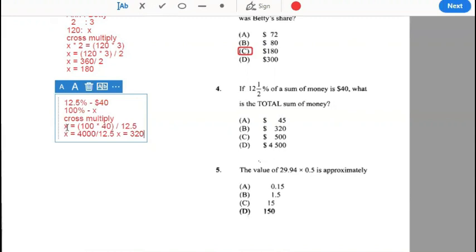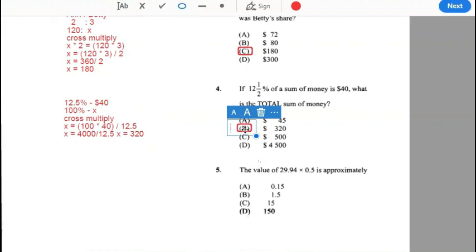So right here it would be x multiplied by 12.5 equal to 100 multiplied by 40. x is equal to 100 times 40 divided by 12.5. So just skip that step, as by now you get the essence of cross multiplying.